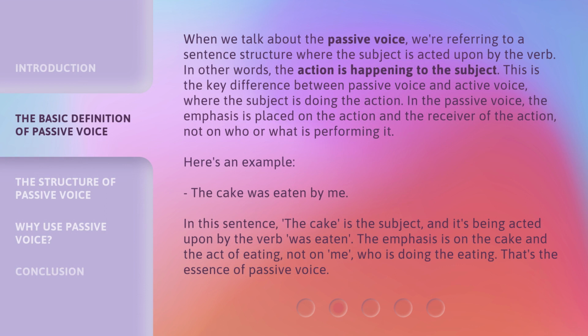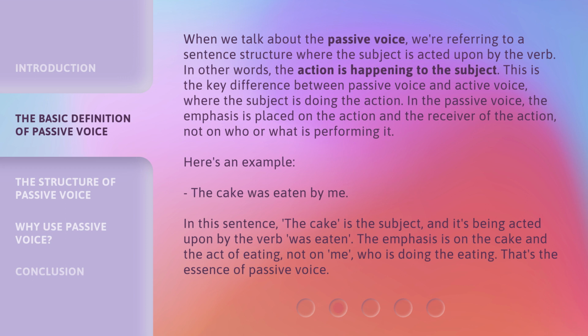When we talk about the passive voice, we're referring to a sentence structure where the subject is acted upon by the verb. In other words, the action is happening to the subject. This is the key difference between passive voice and active voice, where the subject is doing the action. In the passive voice, the emphasis is placed on the action and the receiver of the action, not on who or what is performing it.